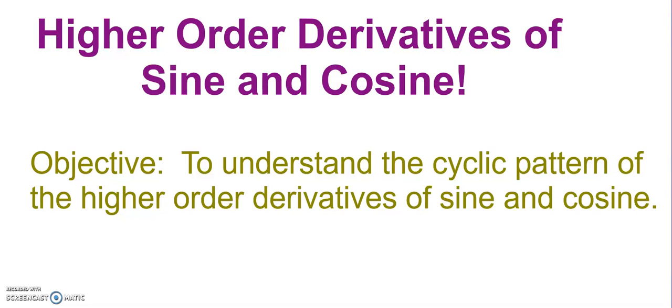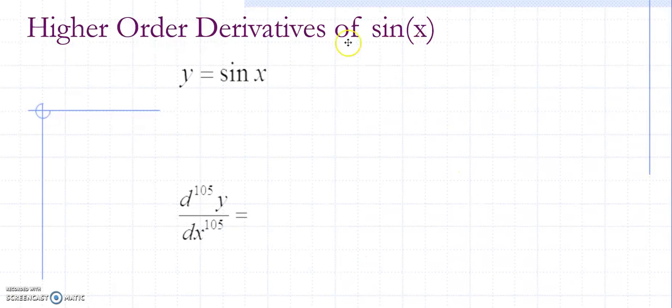Okay, so here we're going to talk about higher order derivatives of sine and cosine. What does that mean? Remember, higher order derivatives are just that we can keep taking the derivative of something, and sometimes, like if it's a polynomial, eventually it'll go to zero. But if it's a trig function, that won't exactly happen. So let's look at that.